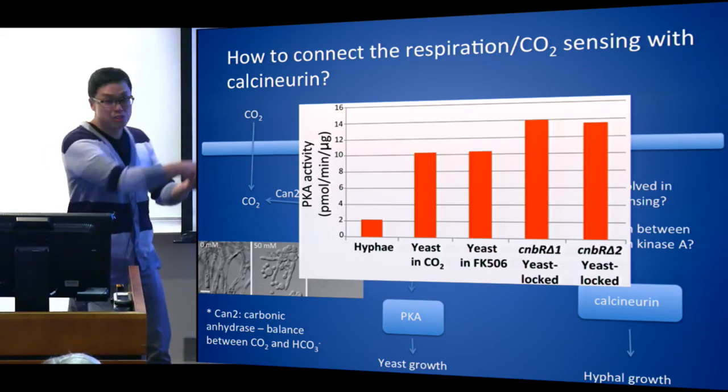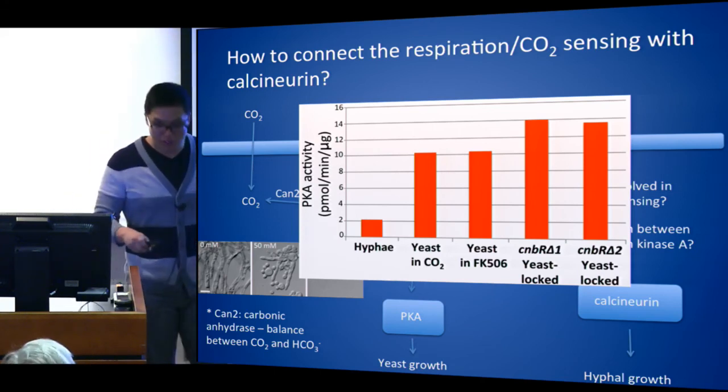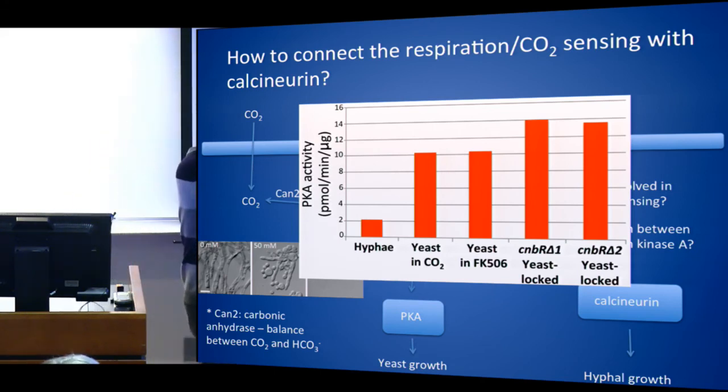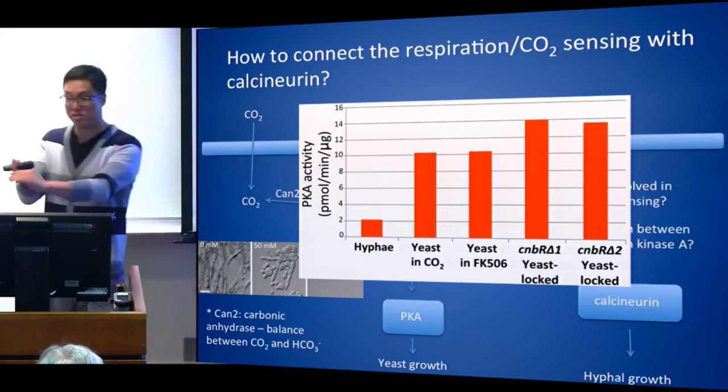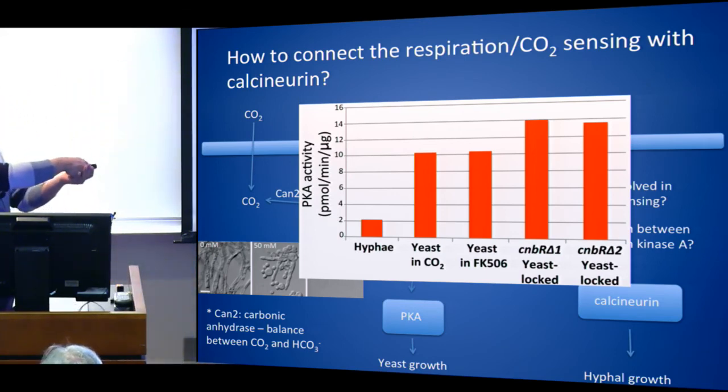This pattern is also true in other fungal systems. When we inhibit calcineurin with FK506, we saw PKA activity goes high in Rhizopus, Cryptococcus, and Aspergillus. So this is not only happening in Mucor, but also in other fungal systems, probably in other eukaryotic systems.